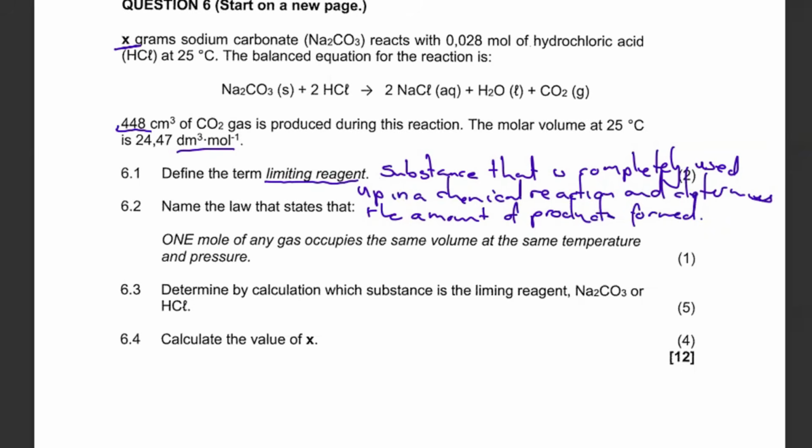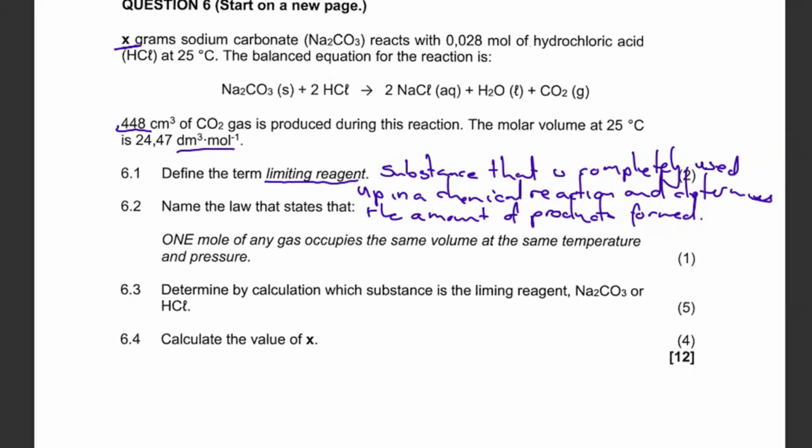Perfect. Okay, so now that's how we state or define the term limiting reagent. It is the substance that gets completely used up within a chemical reaction, and it is also the one that determines the amount of product that is going to be produced or formed.